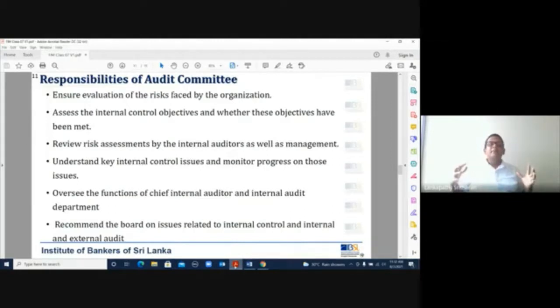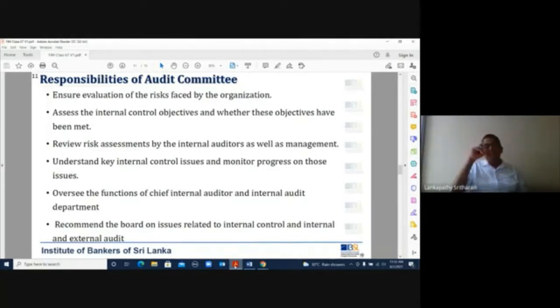Basically, this audit committee assesses the internal control system of the particular bank and gives recommendations to the board of directors on the internal control and internal audit functions. So this is also one of the third lines of defense in the risk management function.